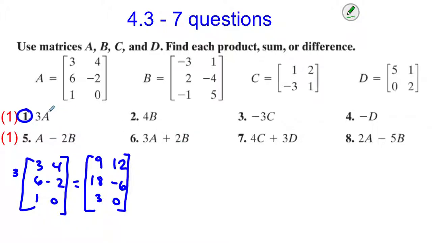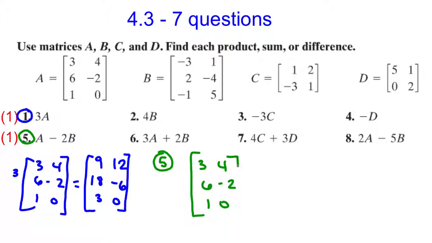All right. Let's take a look at number 5. We have A minus 2 times B. So then we would have the matrix 3, 4, 6, -2, 1, 0. And I'm going to go ahead and change this to plus. And instead of subtracting 2 times B, I'm going to multiply B by -2. So basically I'm putting a plus here and then treating that like -2.